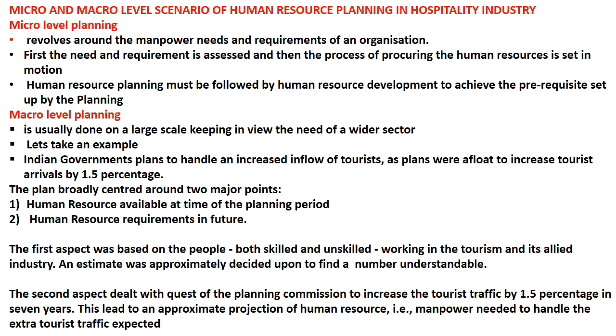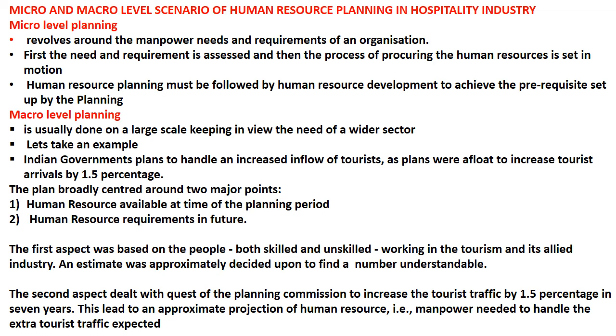The last topic is the micro and macro level scenario of human resource planning in the hospitality industry. Micro level planning means it revolves around the manpower needs and requirements of an organization. We already discussed that there are mainly four steps. First, they will analyze their need, then they will analyze the current manpower, then if there is a shortage, they will go for recruitment and selection, and then the development and training program of the employees.